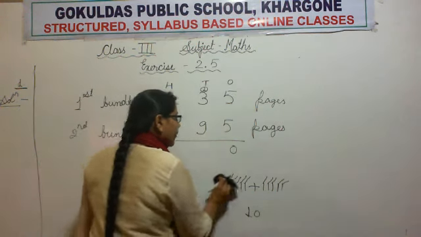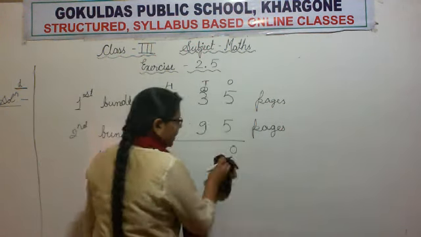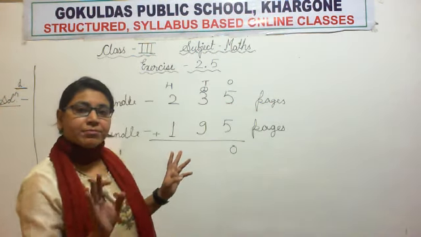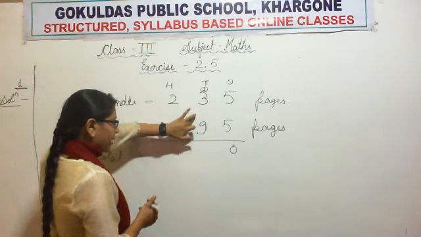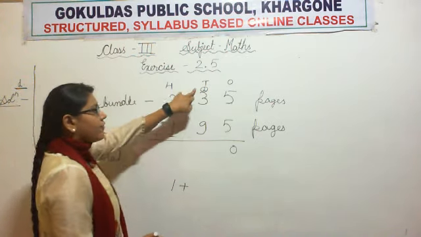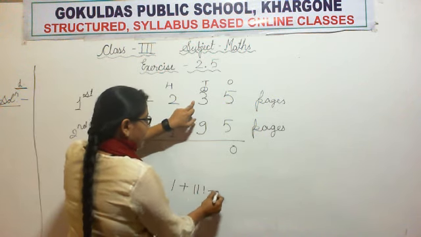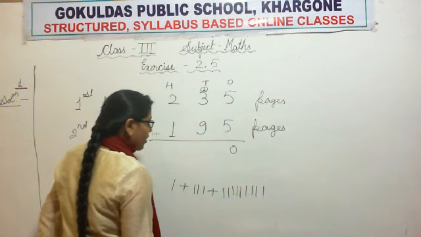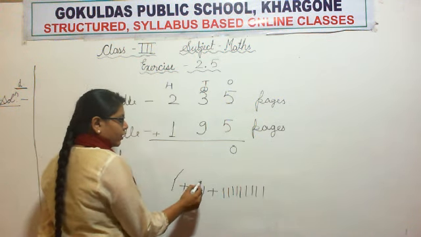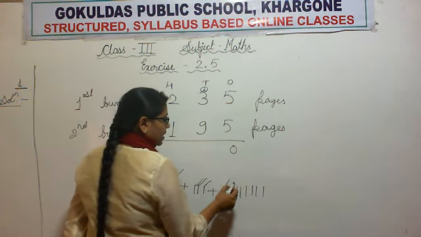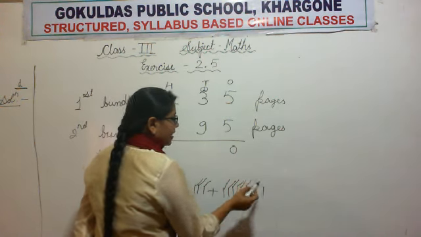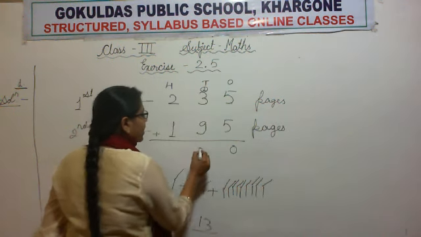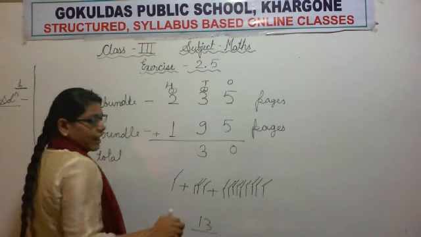I hope you all are aware of this regrouping process of addition. We have done so many questions based on regrouping, so I am not explaining much. Now it is the turn for the tens column. 1 is there, 3 is there and 9. Now let's count how many sticks are there. 1, 2, 3, 4, 5, 6, 7, 8, 9, 10, 11, 12 and 13. Again we got a 2-digit answer, so again we will do regrouping.